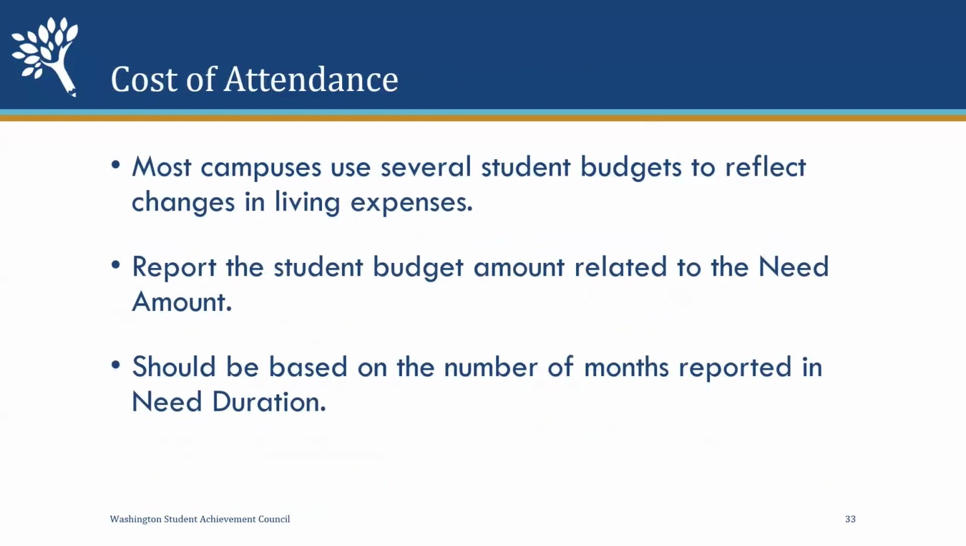For cost of attendance, we know that most campuses use several student budgets to reflect changes in living expenses. So we want you to report the student budget amount related to the need amount, and you should base that cost of attendance on the number of months reported in the need duration. COA, need duration, and EFC must align for the same number of months. Oscar said EFC and need duration no longer exist. They do in 23-24. We're still talking about the 23-24 academic year, not the simplified FAFSA with SAI.